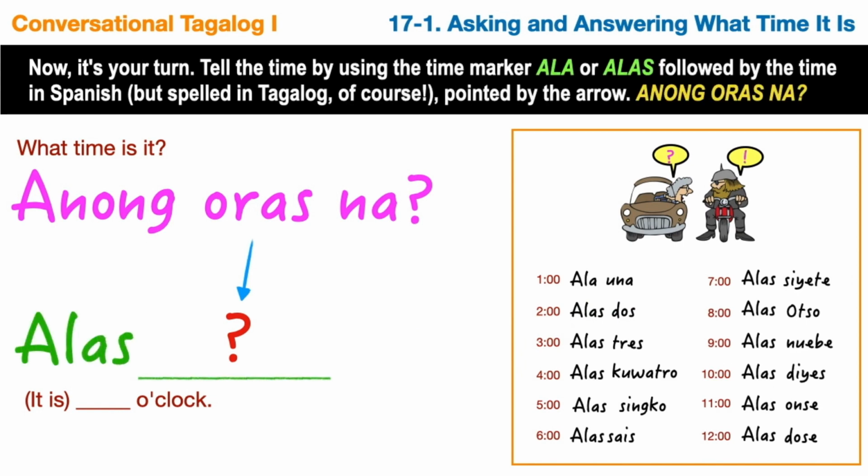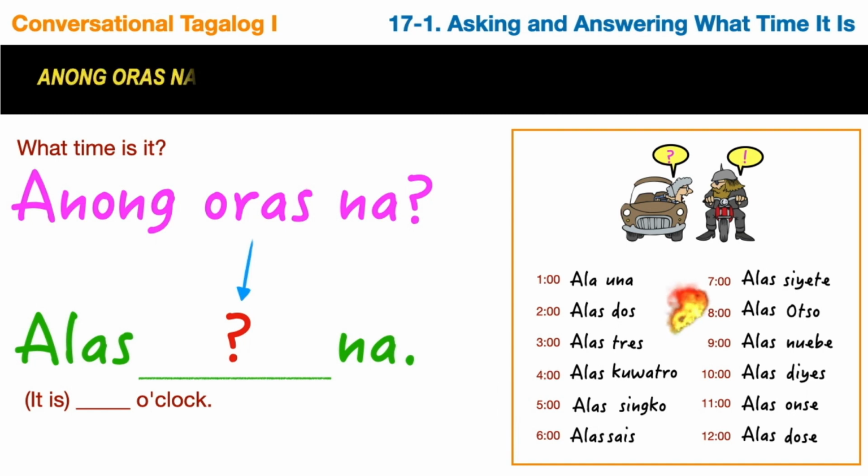Now it's your turn. Tell the time by using the time marker ala or alas, followed by the time in Spanish, but spelled in Tagalog of course, pointed by the arrow. Anong oras na?